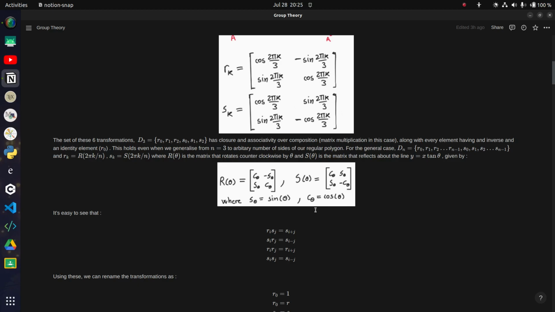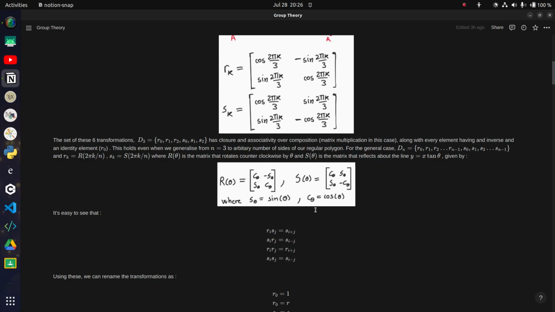Okay, so now it's easy to see by some trivial calculation that Ri Rj is equal to Ri plus j. Once again we are doing function composition, or matrix multiplication, whatever you like. And then Si Rj is Si minus j, RiSj is Si plus j, and SiSj is Ri minus j. Now we can boil down all of this to some simple equations.